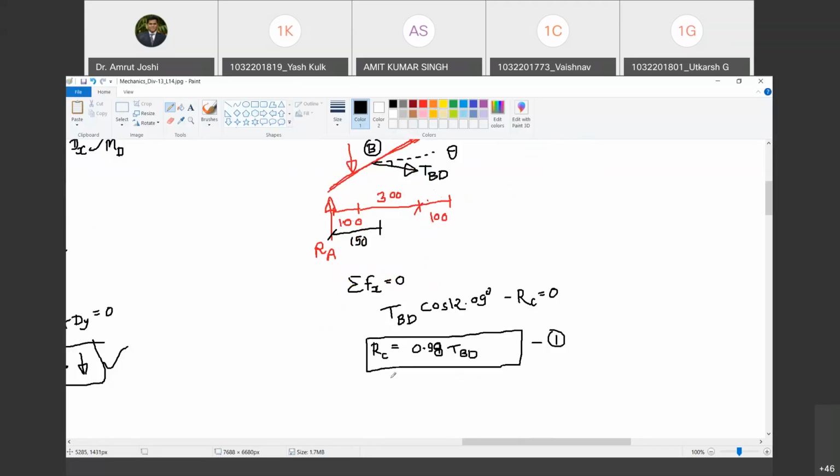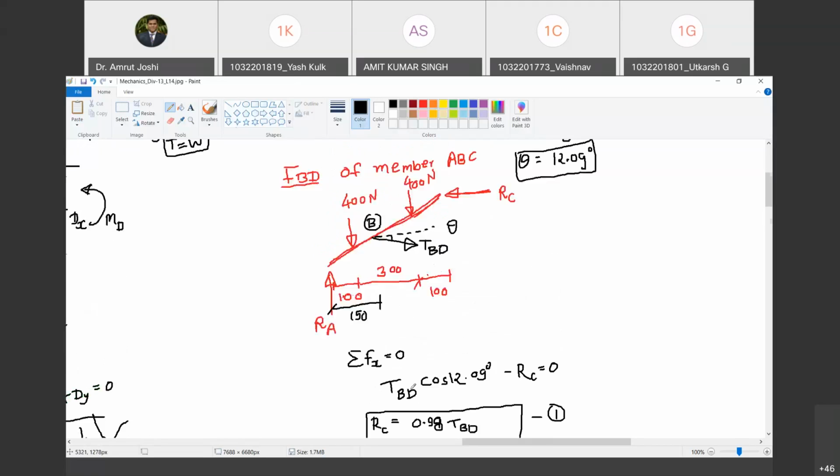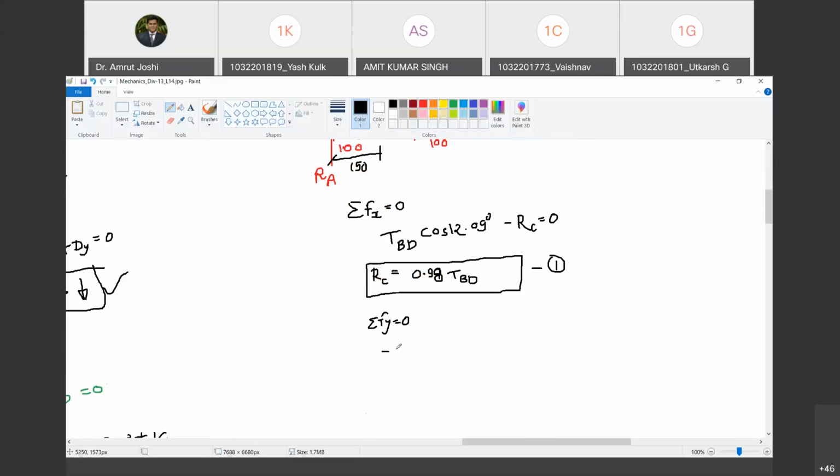Now, how much is summation Fy? If I apply summation Fy equal to 0, what is the equation that I get? Minus 400, plus RA, minus TBD sine 12.09 is equal to 0. Happy? So how much is RA? Tell me, RA in terms of TBD.